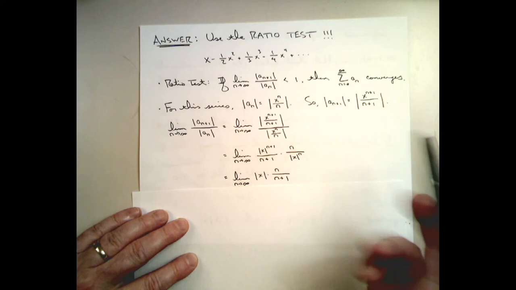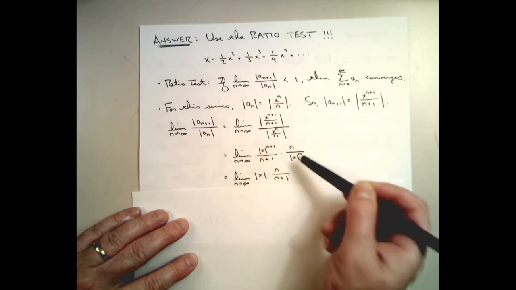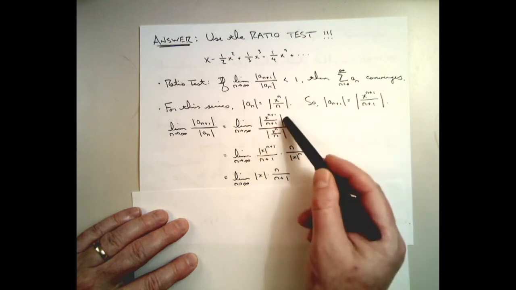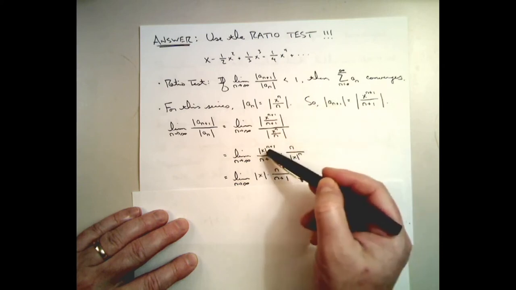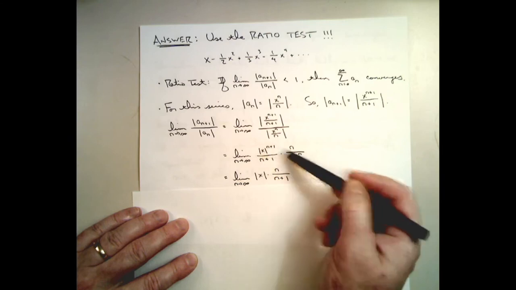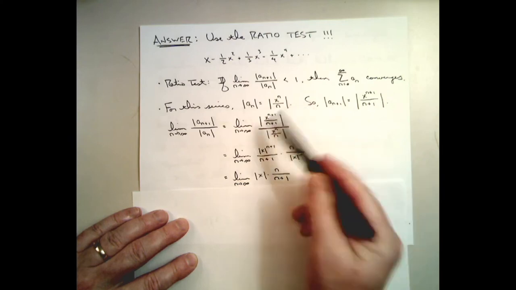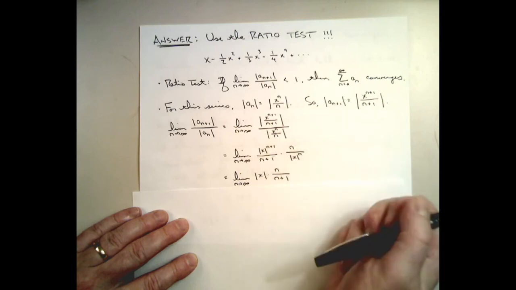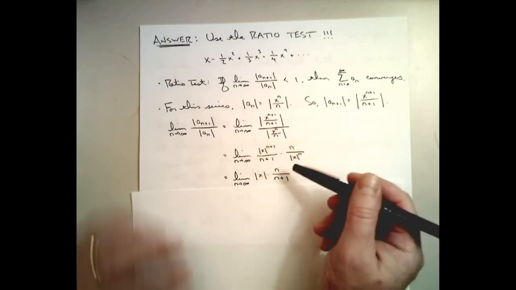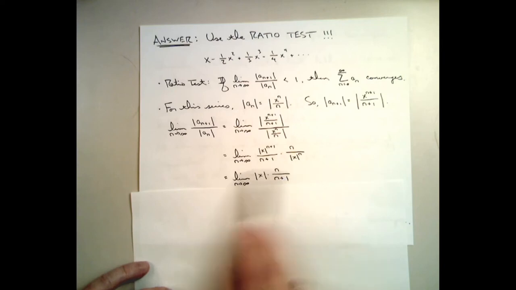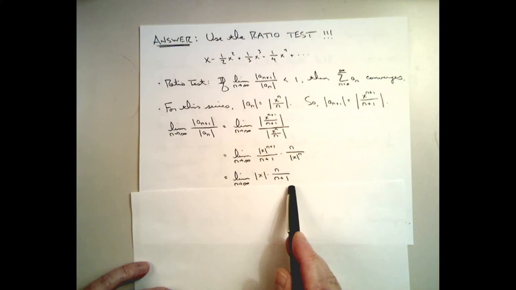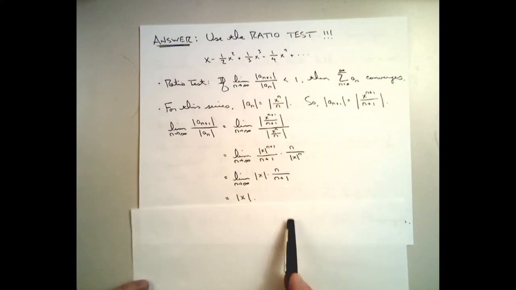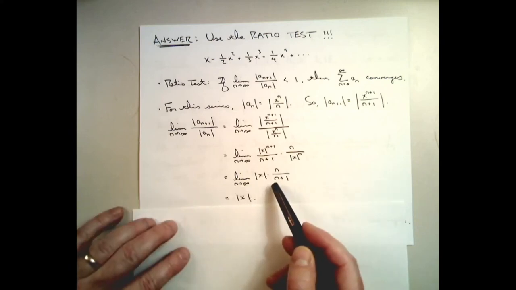And notice also I've restricted the absolute value symbols just to the x, because that's the only thing that can change the absolute value. N's are all positive, so I don't have to worry about the absolute values of those. So I get this limit, and as n runs off to infinity, of course, this term right here goes to 1. And so what I get is just the absolute value of x.